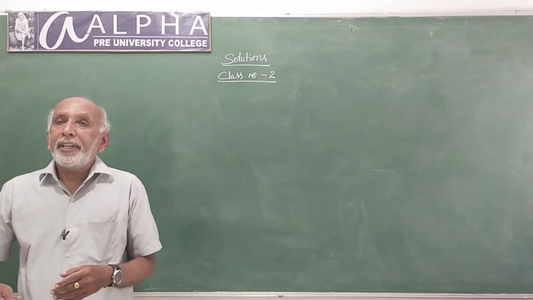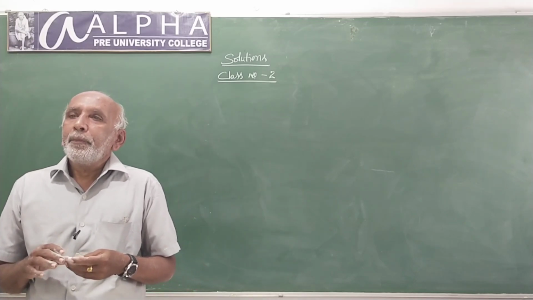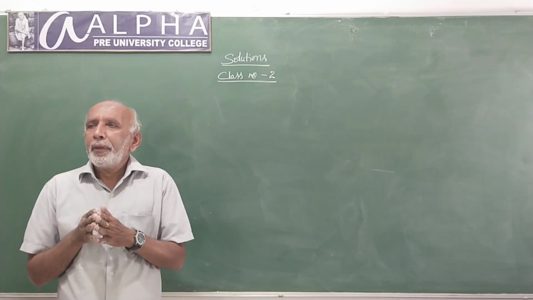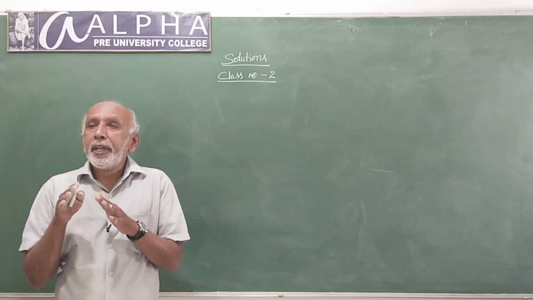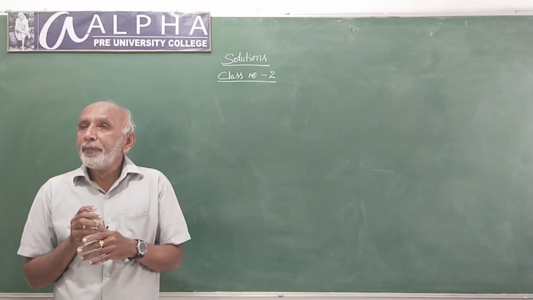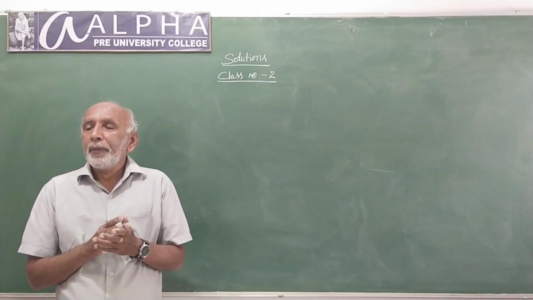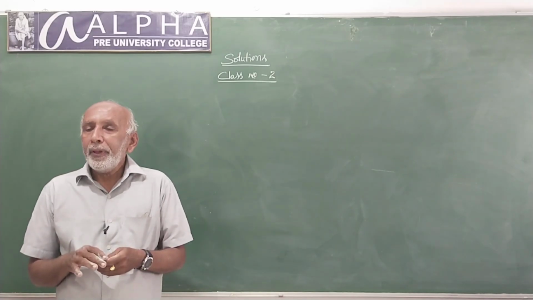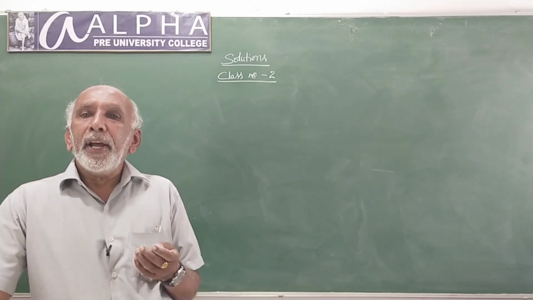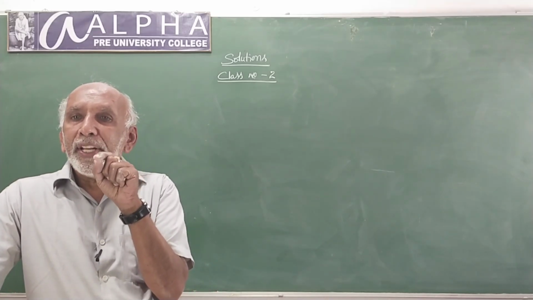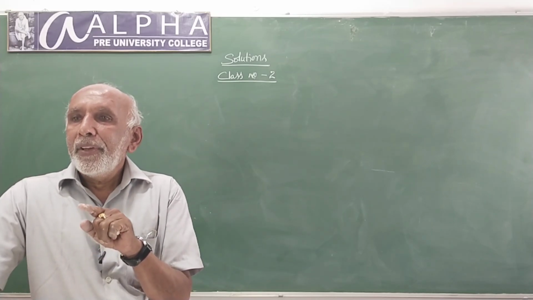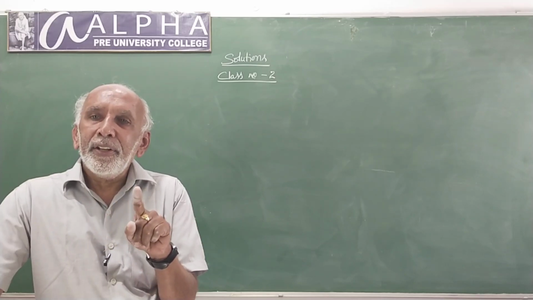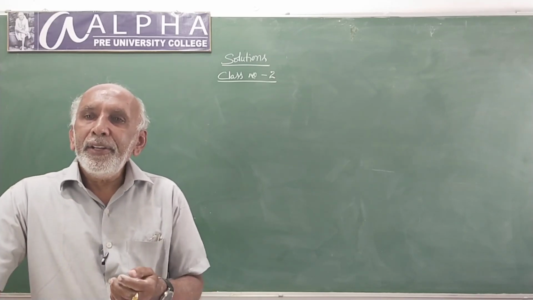Now, what is solubility? Solubility means it is the maximum amount of solute which can dissolve completely in a given amount of solvent at given conditions of temperature, pressure, etc. So, solubility can be defined as the maximum amount of solute that can dissolve in a given amount of solvent at given conditions, at constant temperature, pressure, etc.